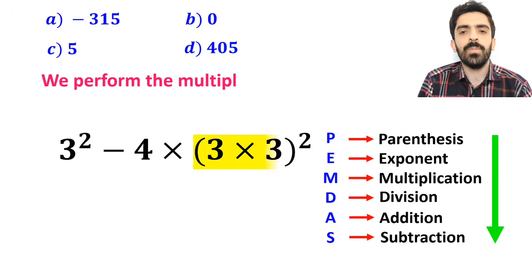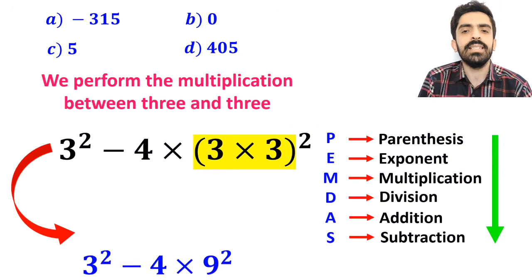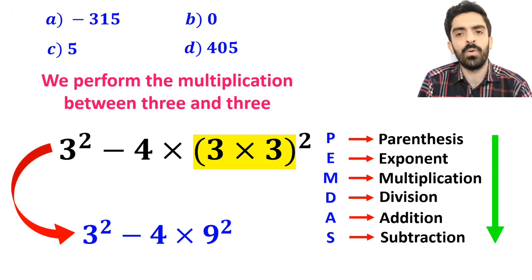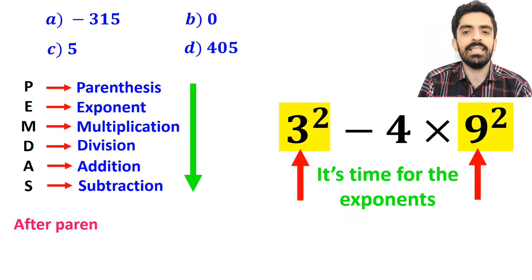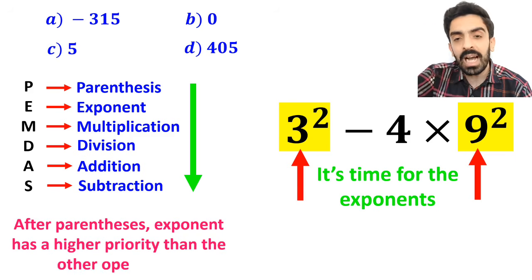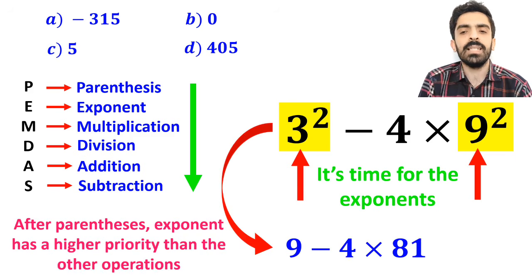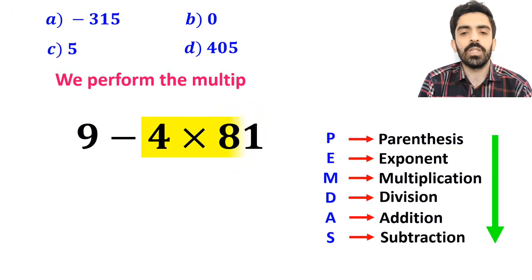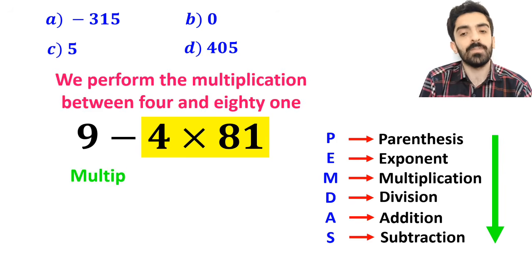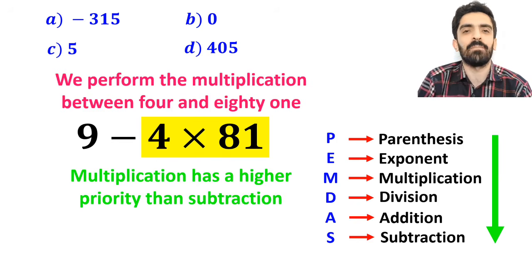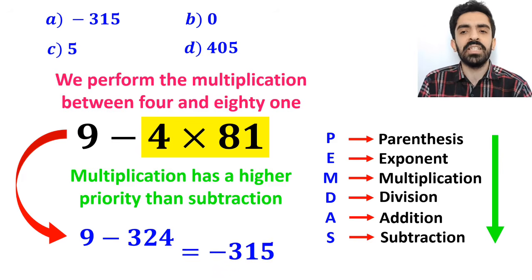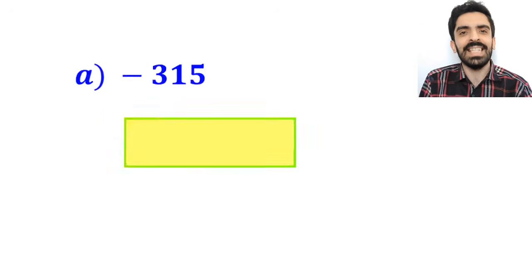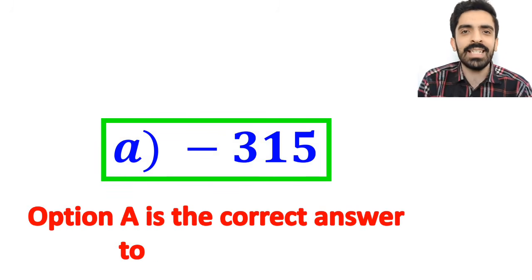And the next step, we perform the multiplication between 3 and 3. And this expression simplifies to 3 to the power of 2 minus 4 multiplied by 9 squared. Now, it's time for the exponents because after parentheses, exponent has a higher priority than the other operations. So, we rewrite this expression as 9 minus 4 multiplied by 81. And the final step, we perform the multiplication between 4 and 81 because multiplication has a higher priority than subtraction. And this expression becomes 9 minus 324, which finally gives us the answer negative 315. That's great. Option A is the correct answer to this question.